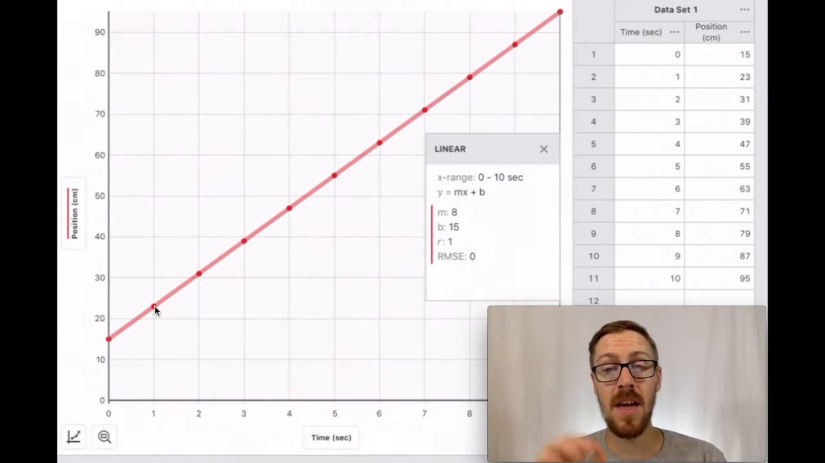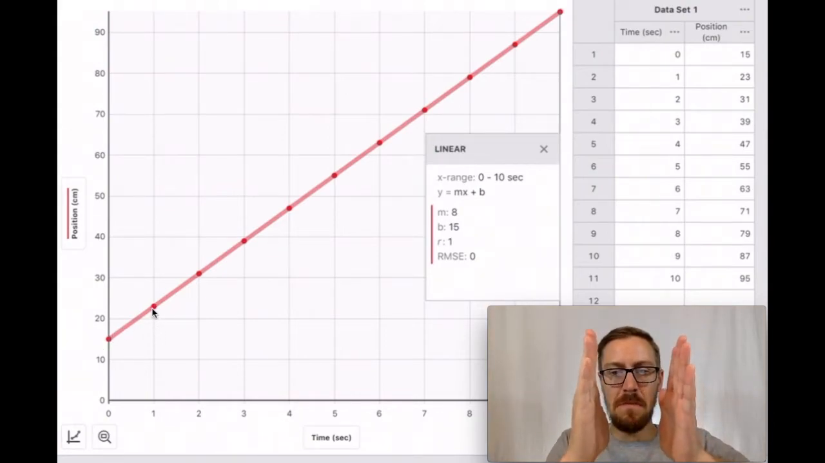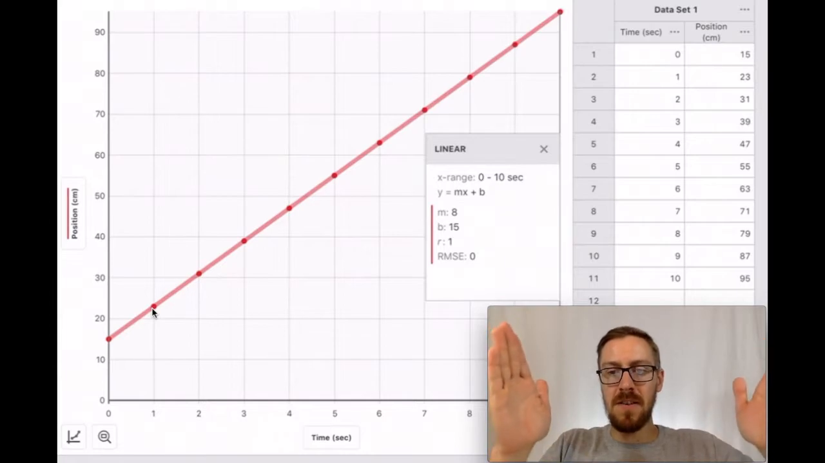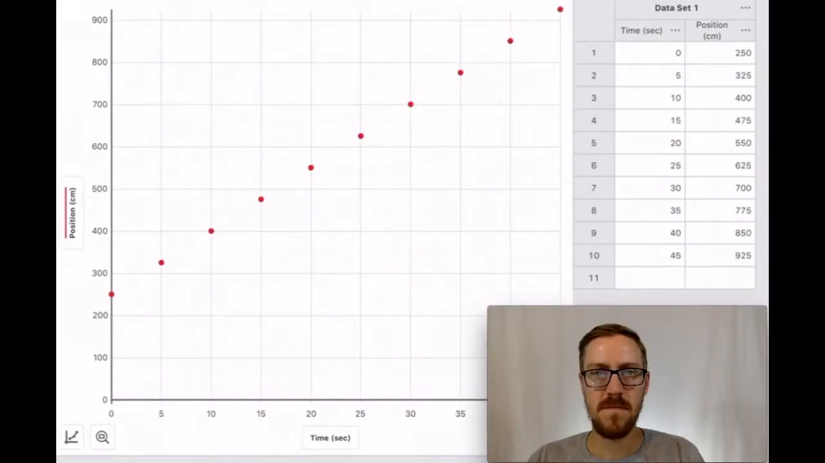And I'm going to add "away from the observer." So my position went up because the space between me and the car got bigger each second. So the way I would communicate this graph in words is: starting at 15 centimeters, the car moved 8 centimeters each second away from the observer.